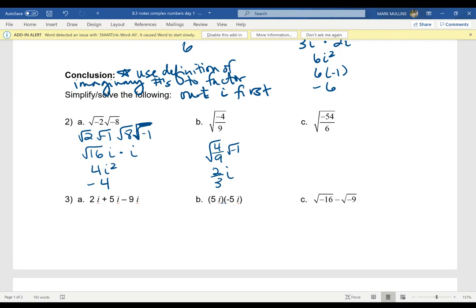On the next one, I can divide this. 54 divided by 6 would be square root of a negative 9. And hopefully by now you look at this and you're like, oh, 3i. Square root of 9 is 3, and if I have a negative, I would have an i in there.